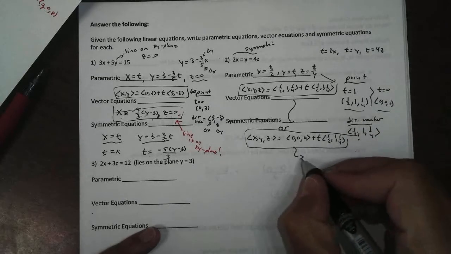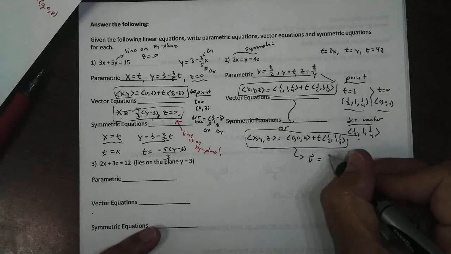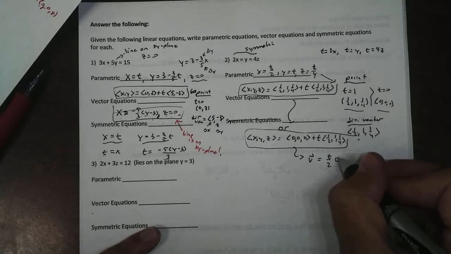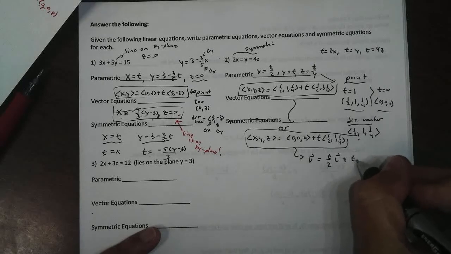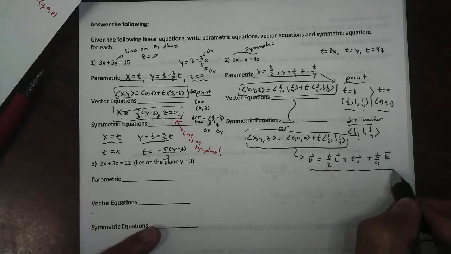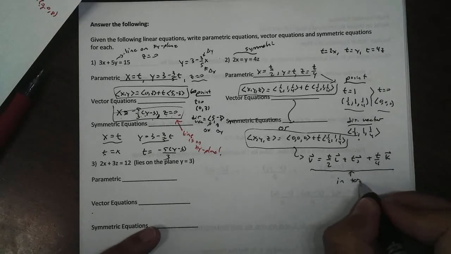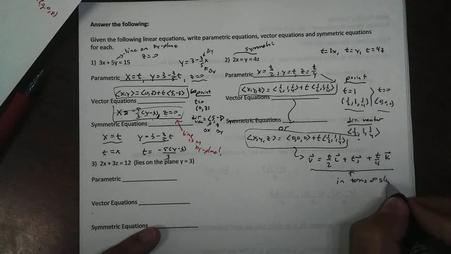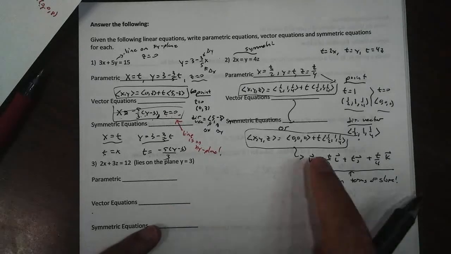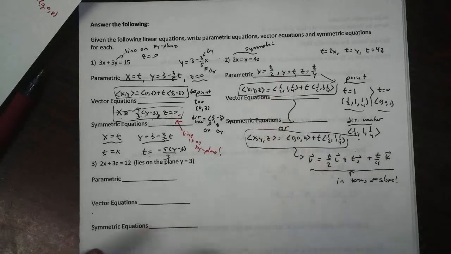Now, this one's a neat one. I could also write this one as the following. Vector v equals t over 2 in the i direction plus t in the j direction plus t over 4 in the k direction. So another way I could write the vector is just in terms of the slope. Notice I'm not including my initial starting point there, just the slope itself.